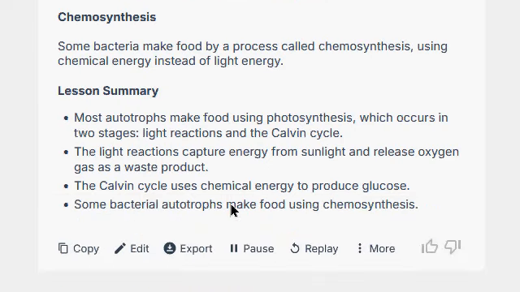Lesson summary. Most autotrophs make food using photosynthesis, which occurs in two stages, light reactions and the Calvin cycle. The light reactions capture energy from sunlight and release oxygen gas as a waste product. The Calvin cycle uses chemical energy to produce glucose. Some bacterial autotrophs make food using chemosynthesis.